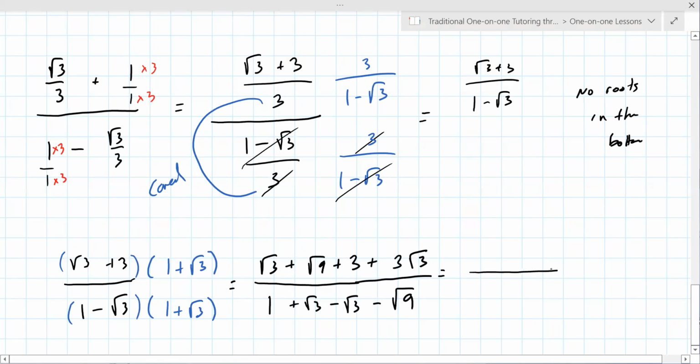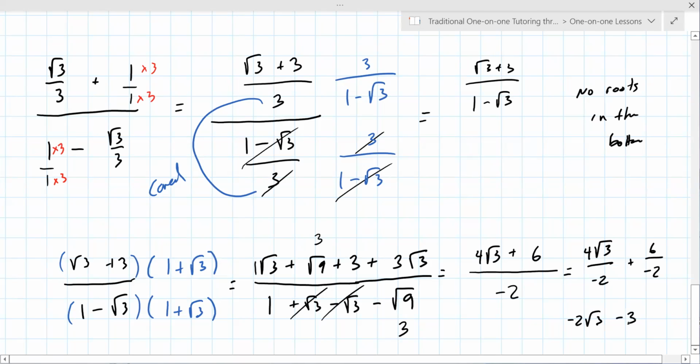All right, so in the numerator, we know that root 9 is really 3. And we have 1 root 3 and 3 root 3, so that's 4 root 3s, plus the 3 goes with the other 3, that's 6. On the bottom, positive root 3 minus root 3 is 0. This is 3, so it's 1 minus 3, it's negative 2. But wait, there's more. You have to divide each of these by the negative 2. So it's minus 2 root 3 minus 3.